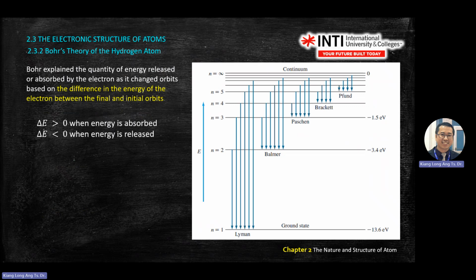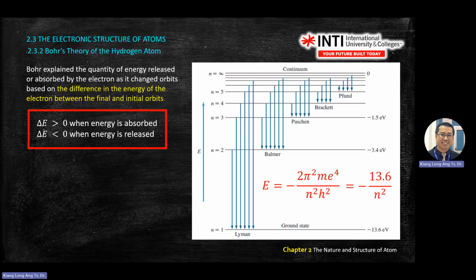If the energy is positive, it means energy absorbed. If the energy is negative, less than 0, it is a release. To use this equation, remember energy equals 13.6 over n squared. Again, this is for hydrogen. To calculate the energy change, it is final minus initial. If you write orbit numbers, you might confuse yourself, so it's better you remember final minus initial.